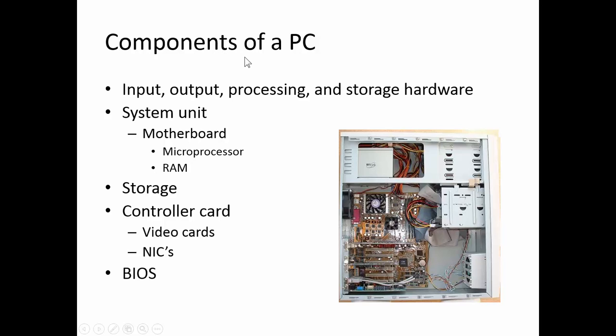So the hardware components of a microcomputer include input, output, processing, and storage hardware. The system unit, or the box, contains the motherboard, and mounted on the motherboard are the microprocessor, RAM, and the slots. Data can be stored to storage, such as the hard disk, and controller cards include video cards, sound cards, and network interface cards, and the BIOS controls the boot order.